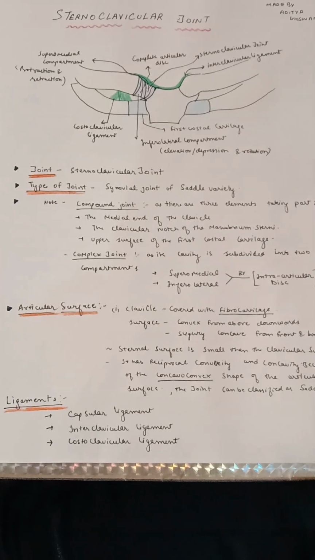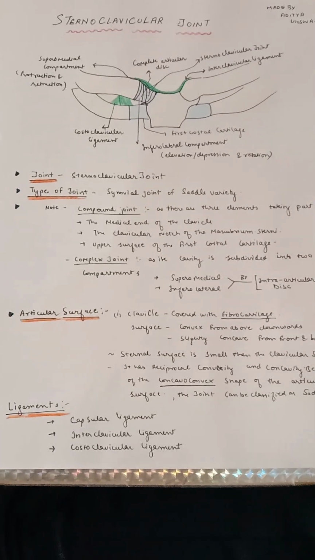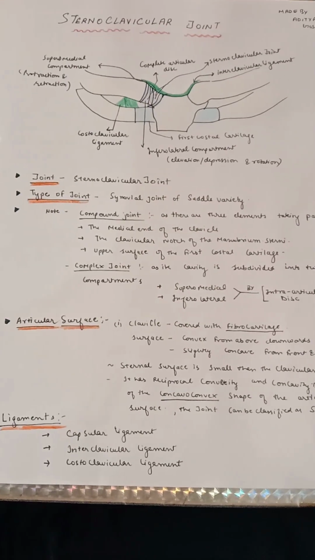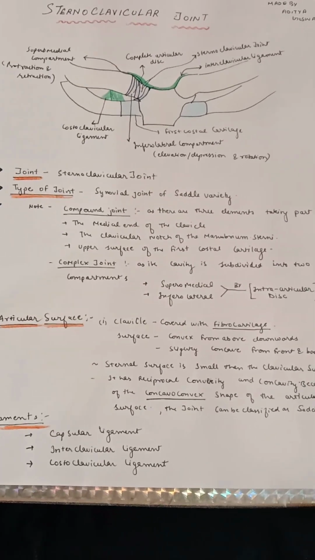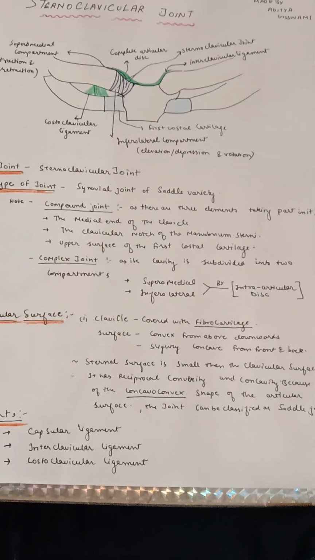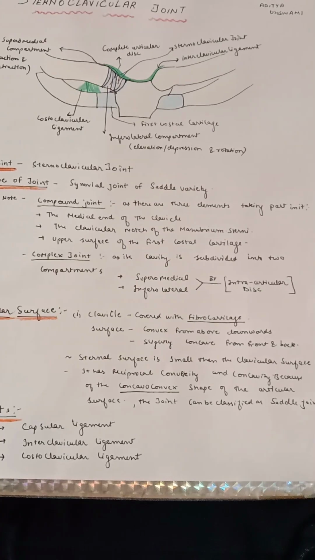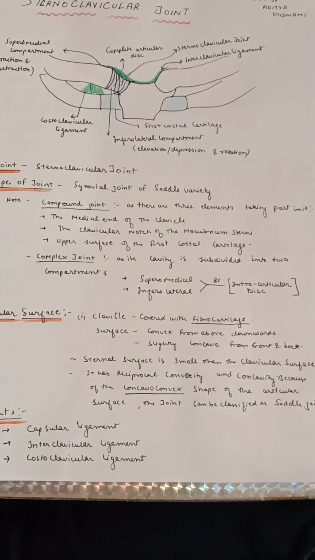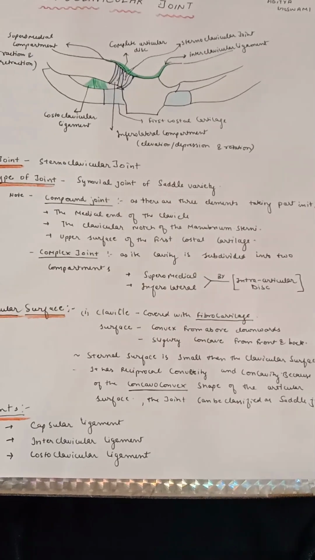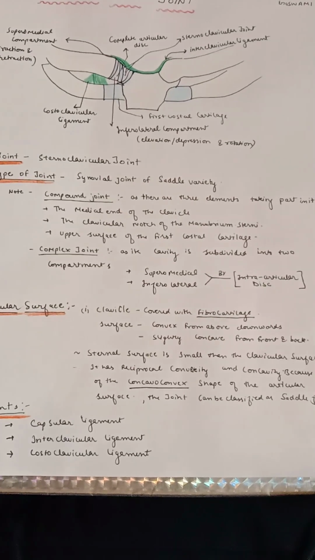हेलो एवरीवन। आज हम स्टार्ट करने जा रहे हैं स्टर्नोक्लाविकुलर जॉइंट। फर्स्ट ऑफ ऑल, जॉइंट which type of joint? Synovial joint of saddle variety. Note: compound joint, as there are three elements taking part in it: the medial end of the clavicle, the clavicular notch of the manubrium sterni, and the upper surface of the first costal cartilage.